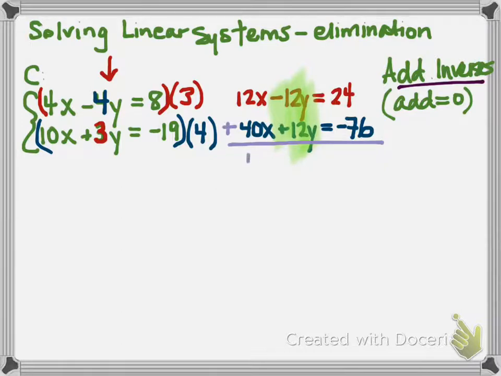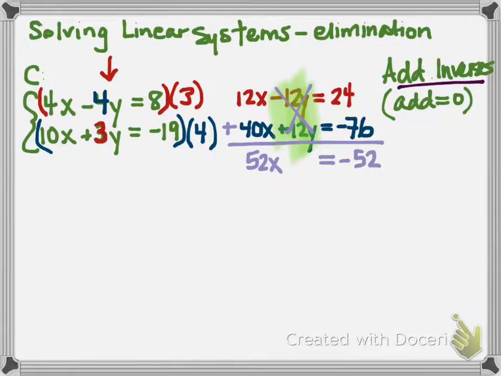12x plus 40x. That's 52x. Negative 12y plus 12y. Oh, yeah. It's eliminated because it adds to 0. And 24 plus negative 76 is negative 52.